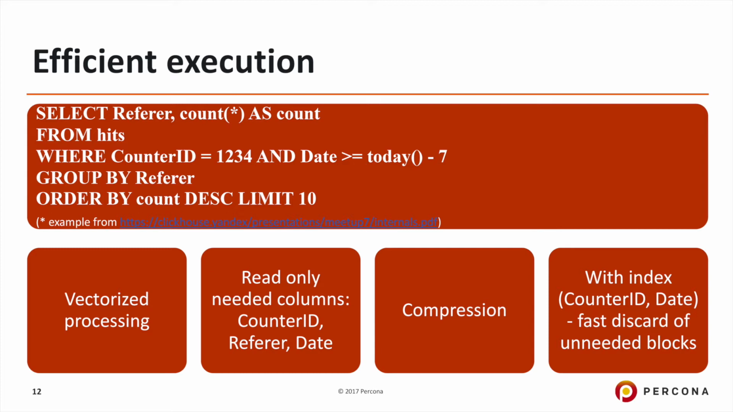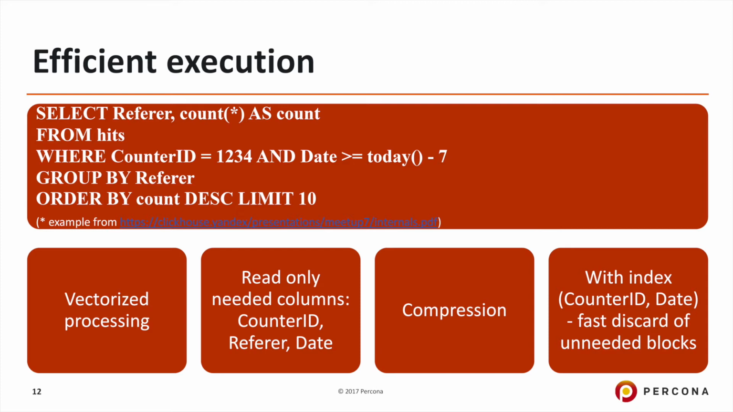There's also a great compression strategy, so that when data is read, it's read in a compressed way. And also, if you deploy a proper index, or in ClickHouse terms, primary key, for example for this query, a proper index could be counter ID and date, then ClickHouse will be able to discard unneeded blocks very fast when executing this query.